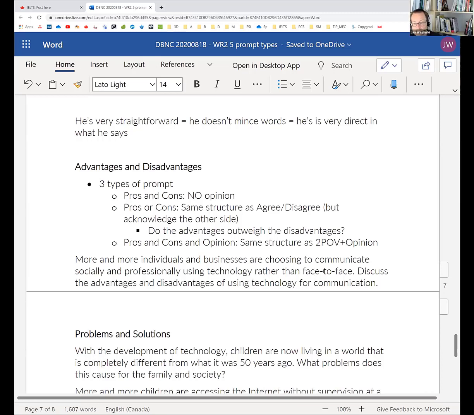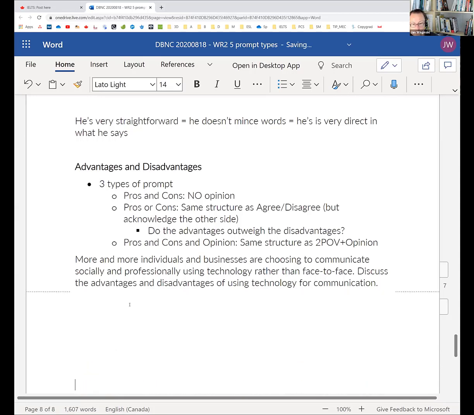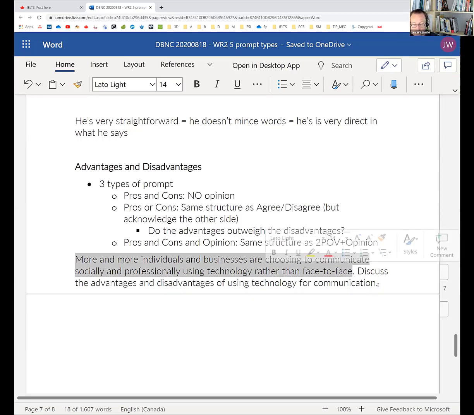You would. Keep in mind that you might be able to double them up. It might be the same disadvantage. So you could say, well, this disadvantage pertains to individuals in this way, to business in this way. But let's see what we come up with and let's see how it works. But yeah, if they're giving you individuals and businesses, socially and professionally, then you need to talk about both, because they don't give you this part for no reason. This is the context, this is what they would like you to talk about.